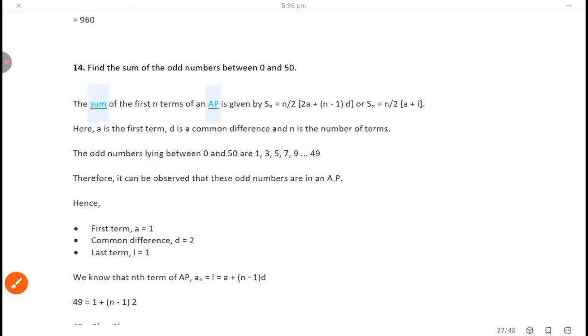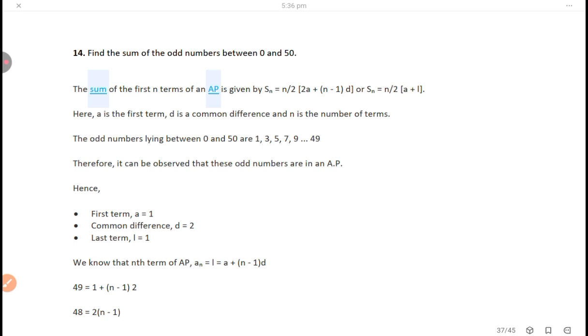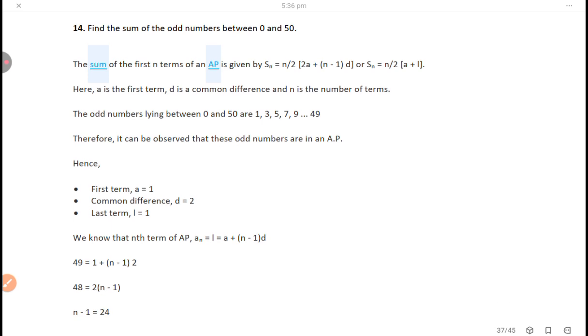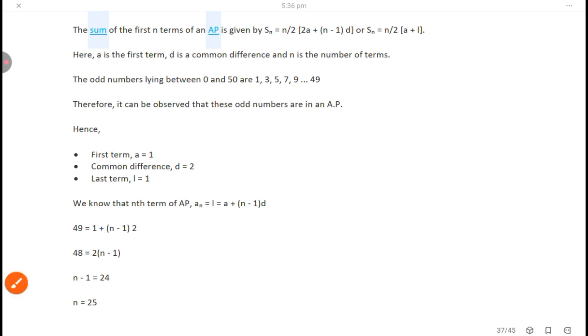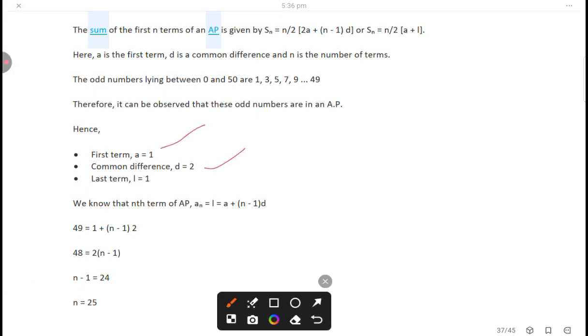Find the sum of odd numbers between 0 and 50. The odd numbers lying between 0 and 50 are 1, 3, 5, 7 and so on up to 49. So the first term will be 1, the difference is 2. The last term is 49, so you can find the n value, the total number of terms.